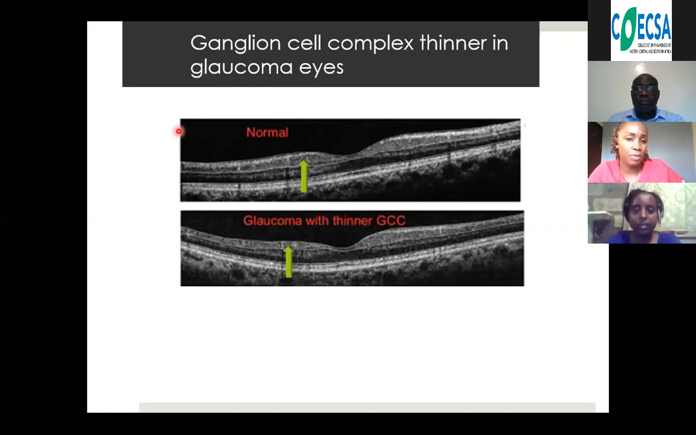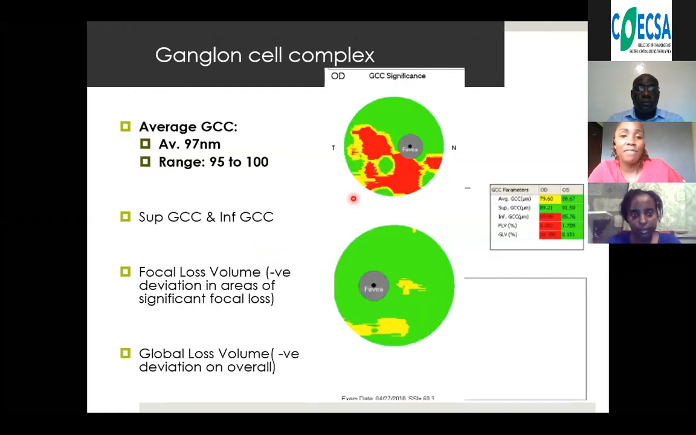And this is just a normal OCT, showing what happens when you take the normal OCT of the macula. The ganglion cell complex around the parafoveal area is quite thick there, but with glaucoma, it starts thinning out. And this is the area that is actually measured once we look at the ganglion cell complex. So the average ganglion cell complex is about 97, but it can range between 95 to 100.